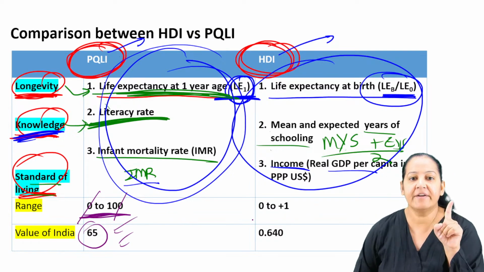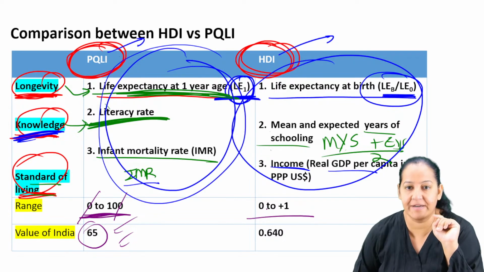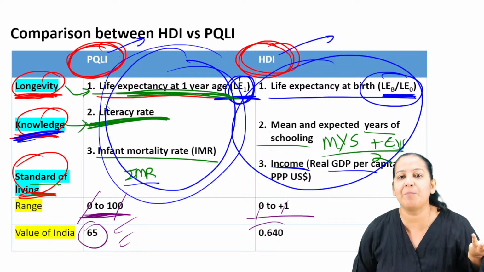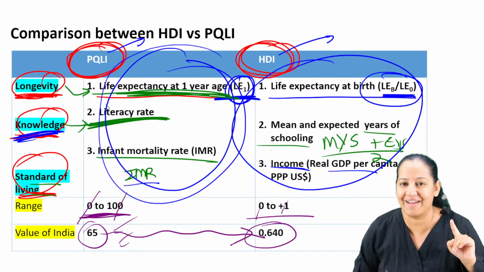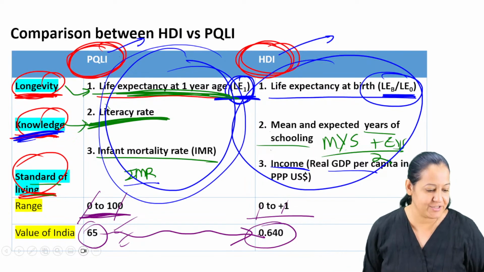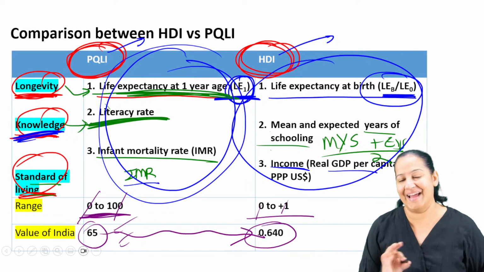And here for HDI the range is 0 to +1. It's not 100. So again, 0 is the worst and +1 is the best. So again, India is 0.64. It's more or less equal to 65. So here the value for India is 0.64. That you have to learn. Can we go ahead? So that too we have done.